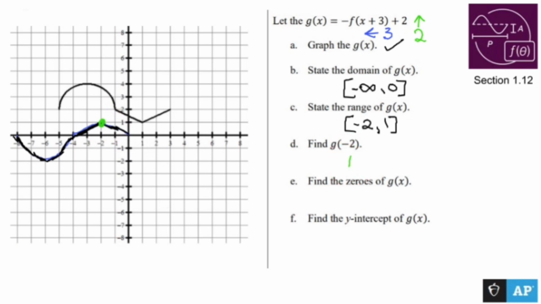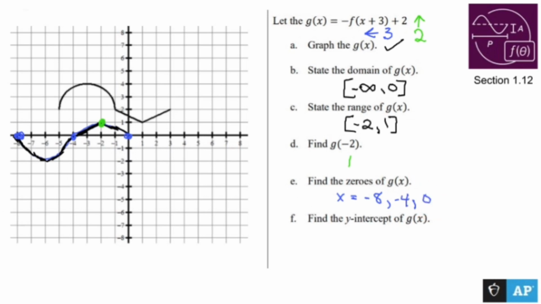Find the zeros of g of x. Well, the zeros of g of x seem to be right here, and right here. So that's where my new graph crosses the x-axis. So that would be at negative 8, negative 4, and 0.